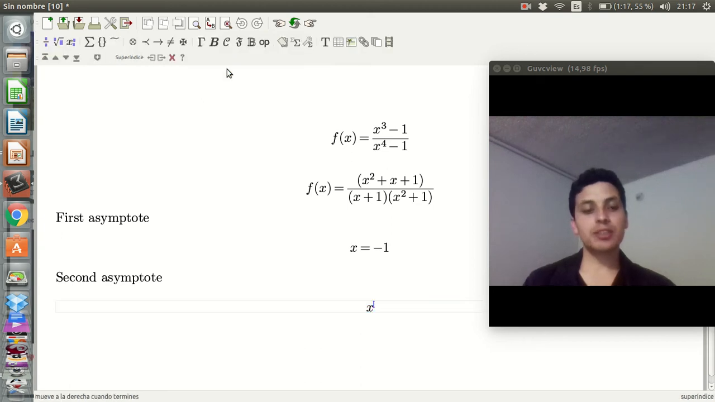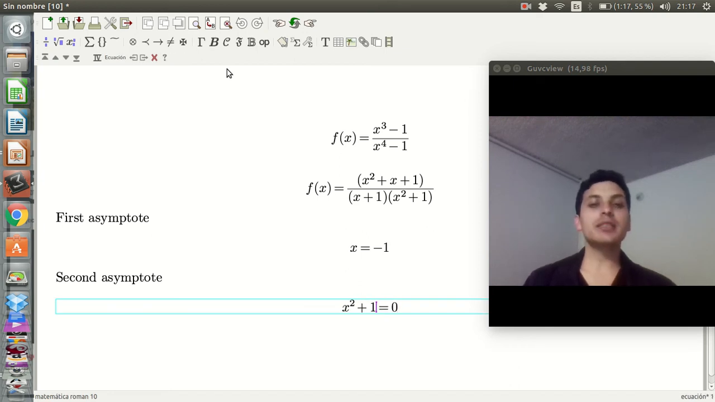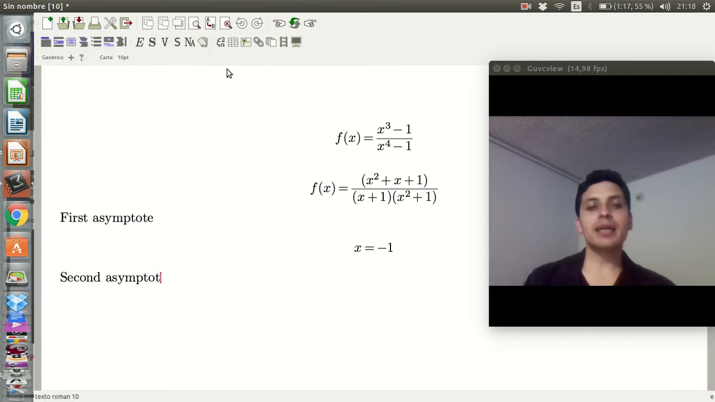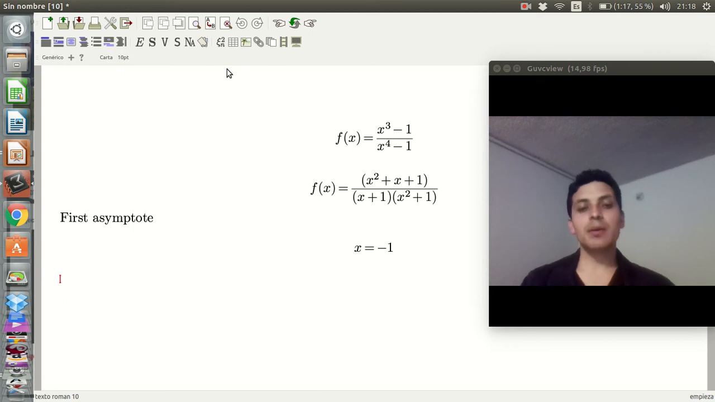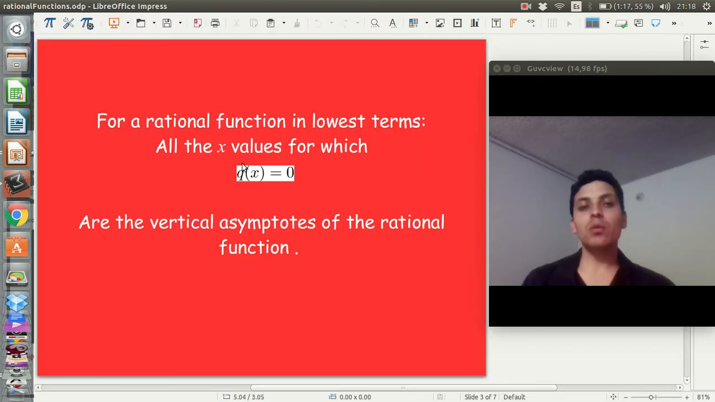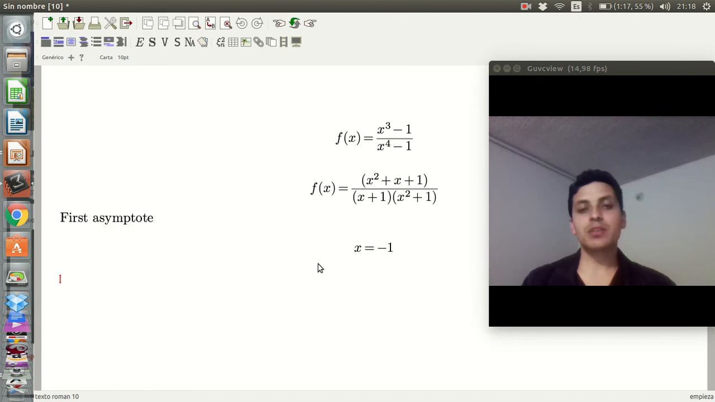the solution of x squared plus 1 equals 0. But as you can see, this is an imaginary solution. It's not a real solution. It's the root of negative 1. So we're not going to have a second asymptote, just one asymptote. So the asymptote of this function is x equals minus 1. Okay? In lowest terms, all the x values for which q of x equals 0 are the vertical asymptotes of the rational function. So this is the vertical asymptote of this rational function.